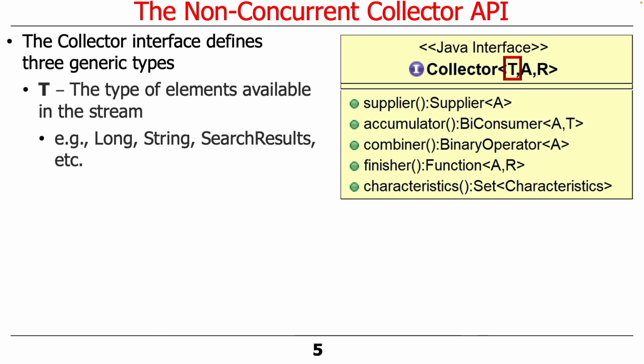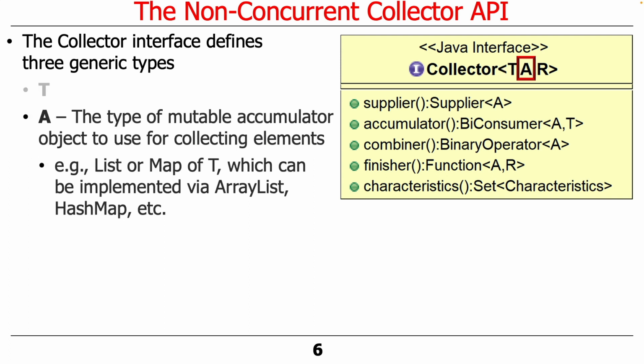The Collector is an interface that defines three generic types. The first is type T, which is the type of element that the stream provides, which could be all kinds of things like longs and strings and doubles and search results and employee records or whatever. Then there's also A, which is the type of the so-called mutable accumulator object that's used to collect elements. This could be a list or a map of T, which is often, though not always, implemented by an ArrayList. It could also be a HashMap under some circumstances, and so on and so forth. Usually it's a list of some kind.